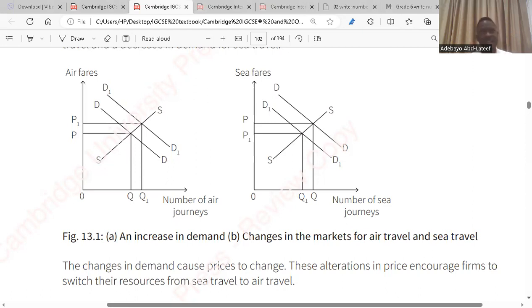So this goes to what they are saying here. The price of air travel continues to rise. What causes it to rise? Because the demand for air travel is increasing. So sea travel will fall. The quantity supplied for sea travel will also fall. And what happens? The prices will fall. Yes. Do you get it? Few people will continue with sea travel, because a lot of businesses are switching to producing air travel, based on the fact that the price of air travel has risen over time. Is it clear? Yes.